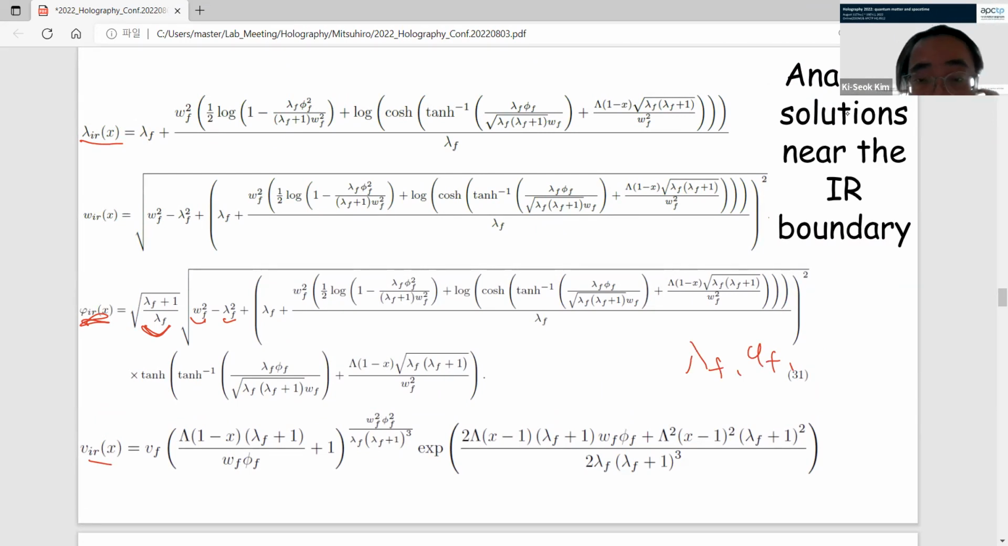Maybe you can express M in terms of this W F and lambda F? This is M. Yes, this is mass M. I just changed phi to M. This is, in the perturbative sense, the chiral condensate.